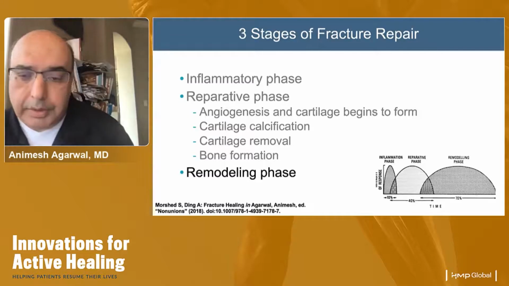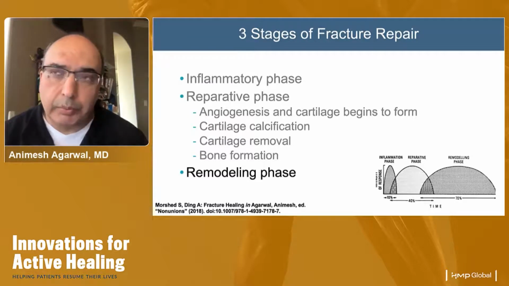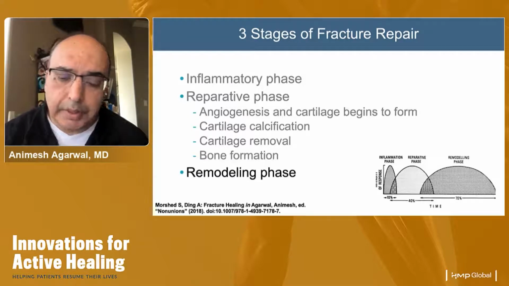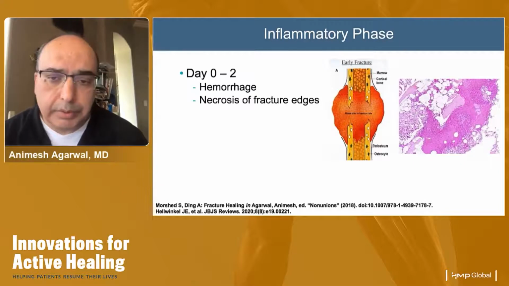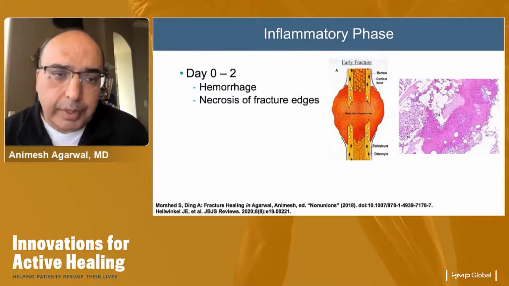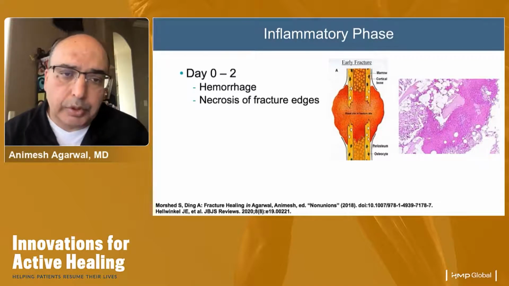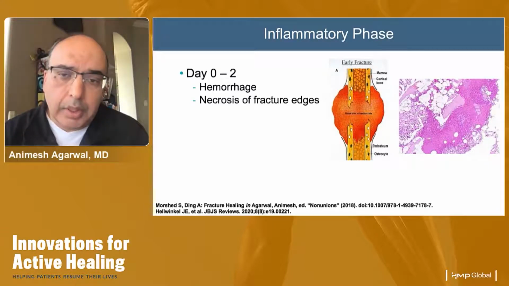The remodeling phase is the longest time, and that's really when we are comfortable that the fracture is healing and the bone will basically remodel. Obviously, in younger patients, there's more remodeling than occurs in older patients. When we look at these particular points of time, day 0 to 2 in the inflammatory phase is when the hemorrhage occurs from the original injury. You get necrosis of fracture edges, which you can see here in the schematic, and then in the histology slide on the right.